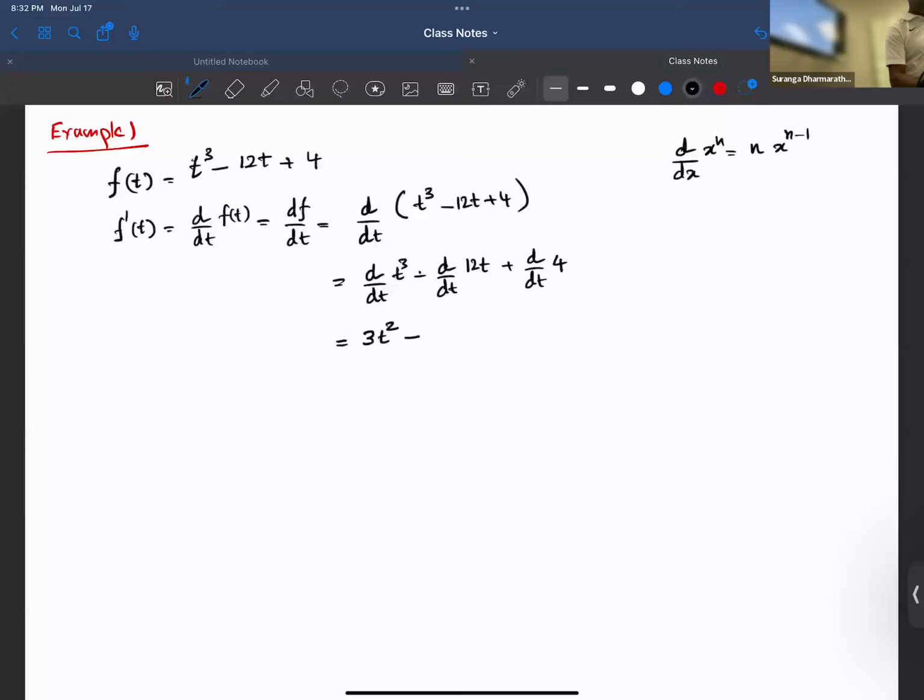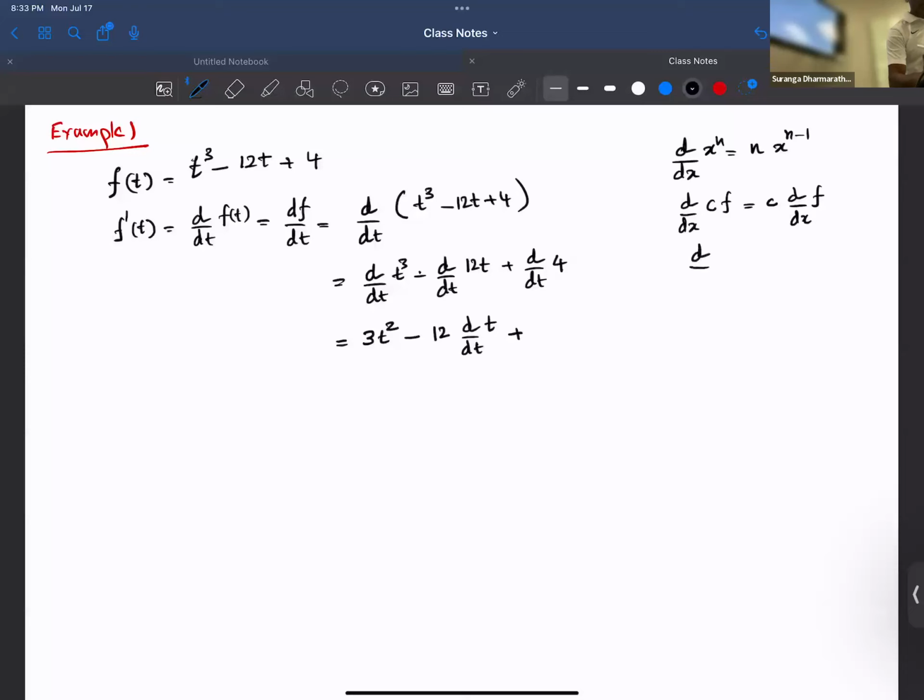And the second term: what is the constant multiple rule? d over dx of cf. How do you write it? c times d over dx of f. So the constant is 12 here. So what I can do is 12 times d over dt of t. Does that make sense? Good. Plus, this is a constant.